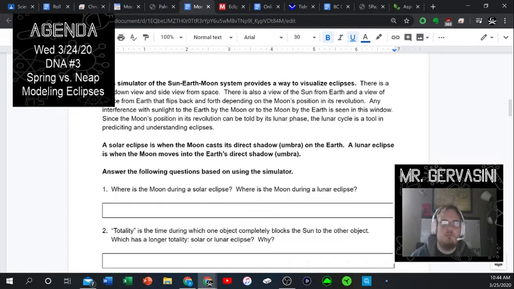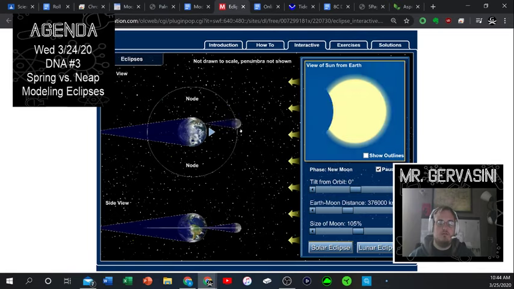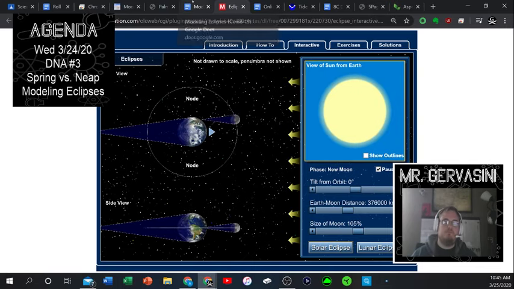A solar eclipse is when the moon casts its direct shadow, or umbra, on the Earth. You'll see that here. That's what this little black cone is. It's the direct shadow. When that cone falls on the Earth, where that little blue triangle is, that's you. Then you're going to see an eclipse because the shadow's over you. You don't see an eclipse if the shadow's not over you.